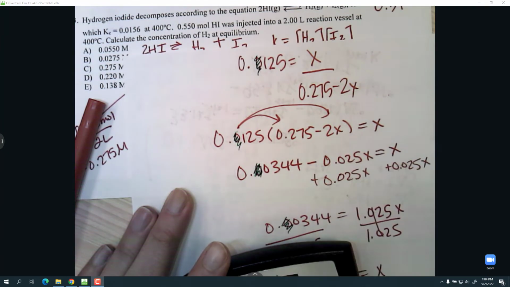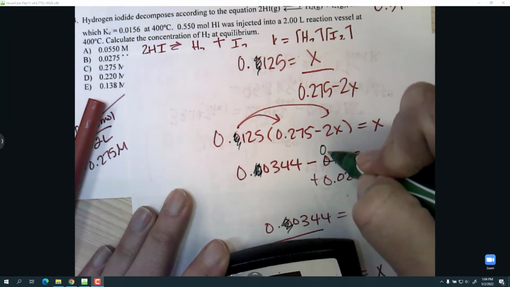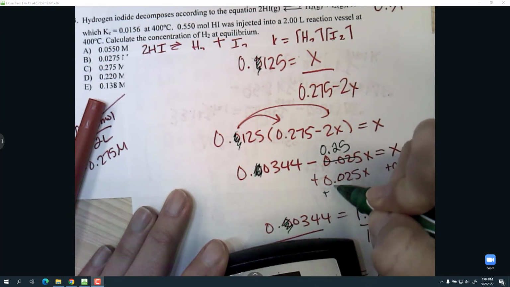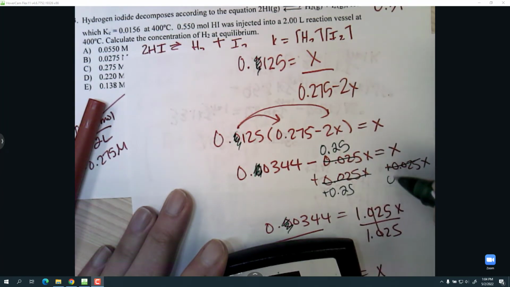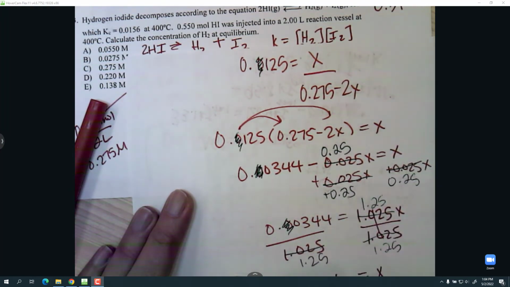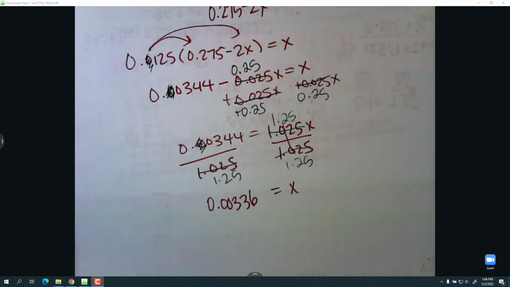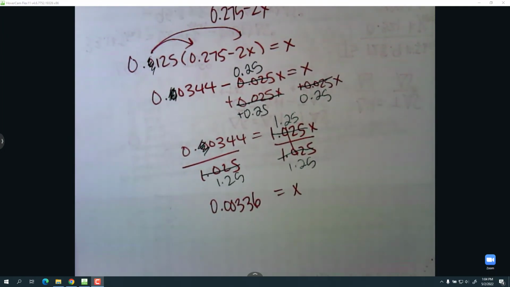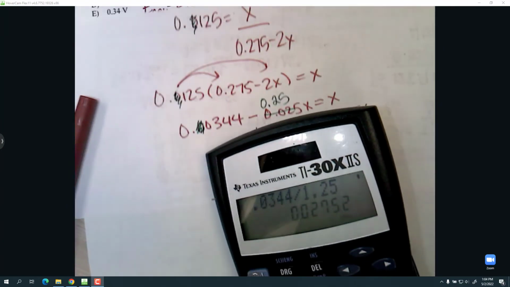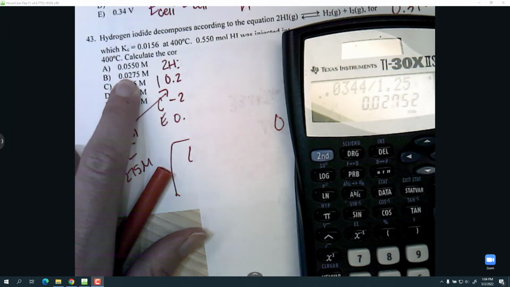Oh, and then this would be wrong too. 0.125 times 2, this would be 0.25, so plus. All right, so now I just changed all my 0.025s to 0.25s, and now 0.0344 divided by 1.25. Now I got 0.02575. All right, so that's a choice. That looks better.